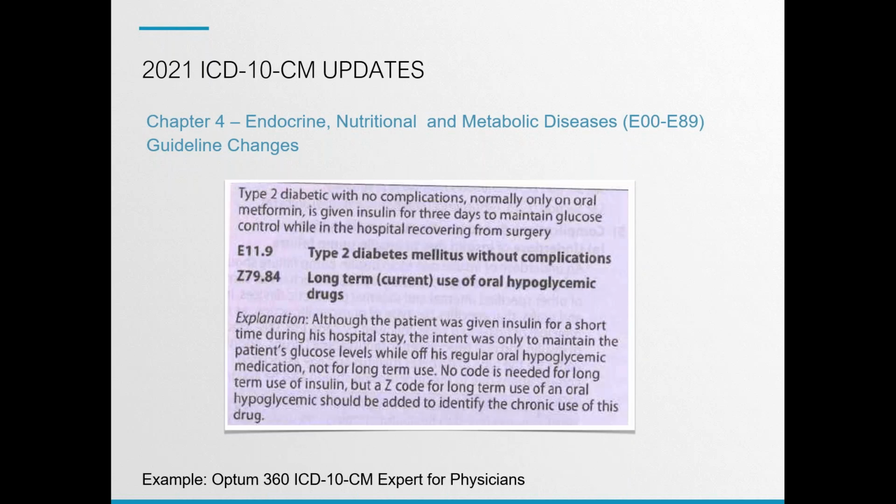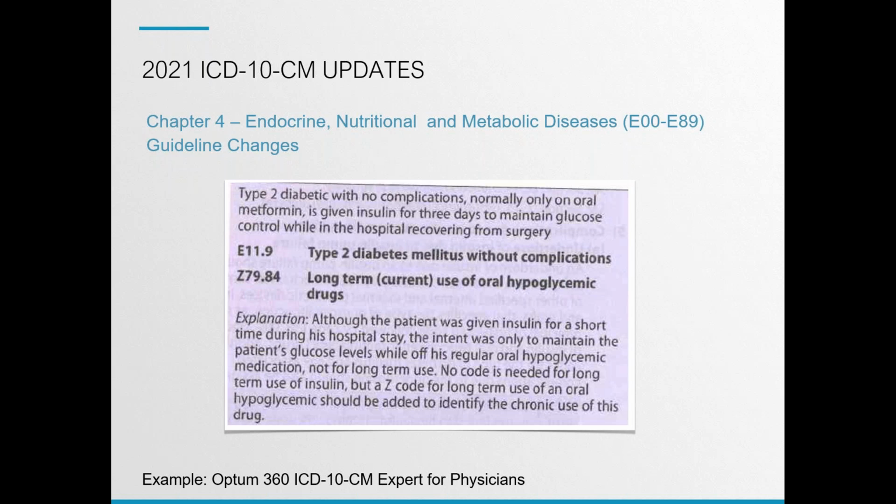In this example, we see a type 2 diabetic with no complications, normally only on oral metformin, who is given insulin for 3 days to maintain glucose control while in the hospital recovering from surgery. Although the patient was given insulin for a short time during his hospital stay, the intent was only to maintain the patient's glucose levels while off his regular oral hypoglycemic medication and not for long-term use.